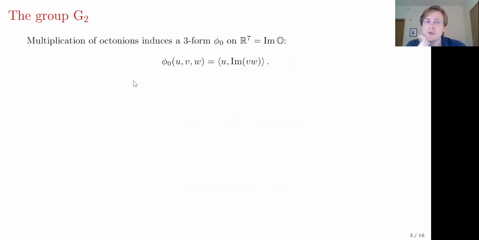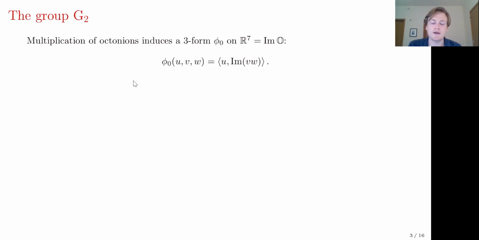Okay, so let's go ahead and begin by talking about the group G2. So the octonions are an 8-dimensional normed division algebra. Because they're a normed division algebra, they have a unit element, which we can call 1. And we can form the imaginary octonions by taking the orthogonal complement of that one-dimensional space spanned by the unit element. So we can identify R7 with this space of imaginary octonions.